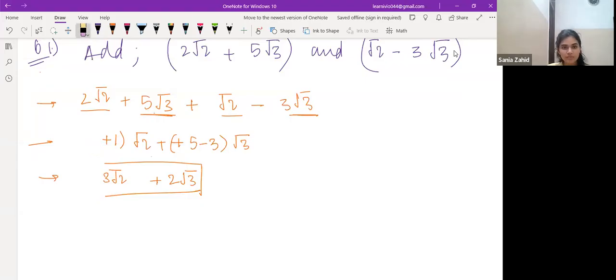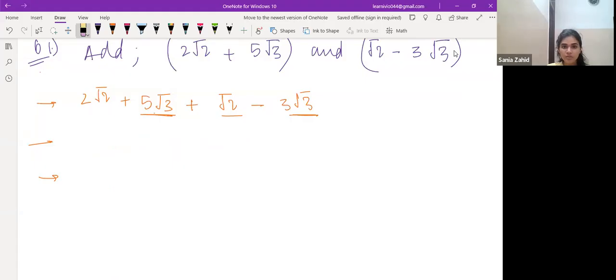2 root 2 plus 5 root 3. Look here. Amar, what are the root numbers over here in the first, second, third and fourth terms? Here my root number is root 2, here it's root 3, here it's root 2 and here it's root 3. So I can only solve these two numbers and these two numbers together, right?